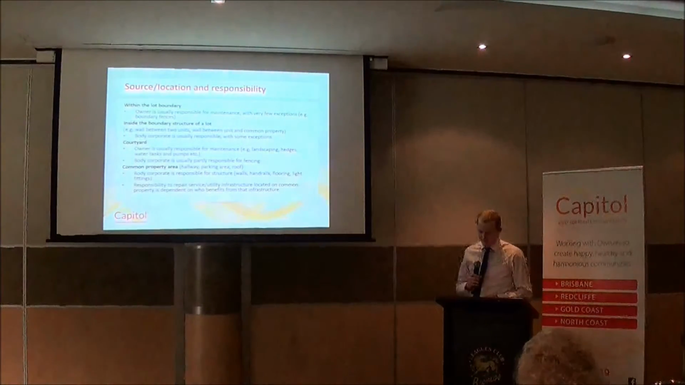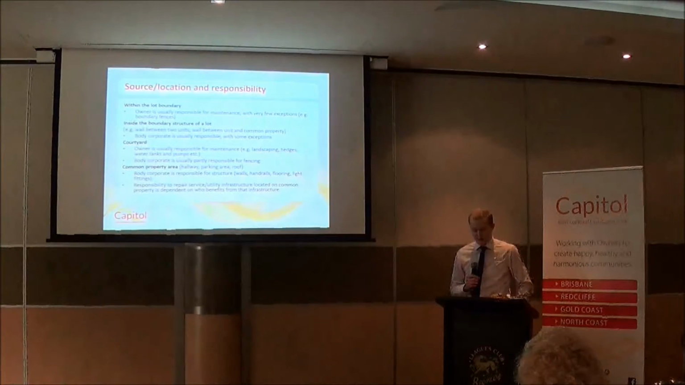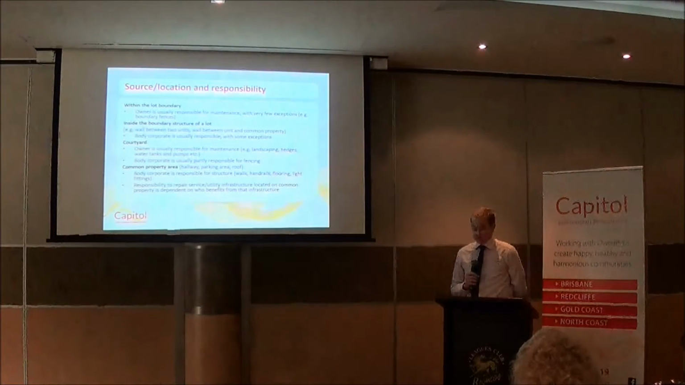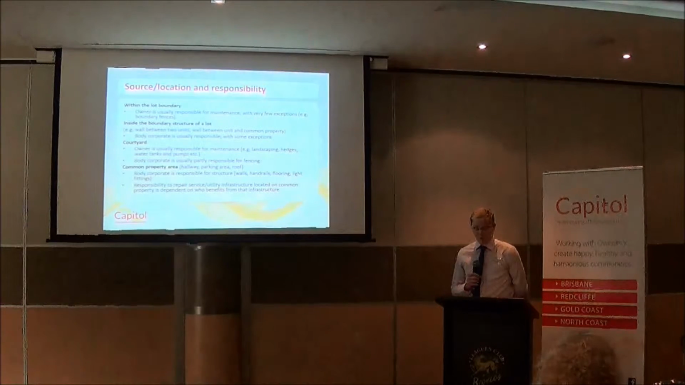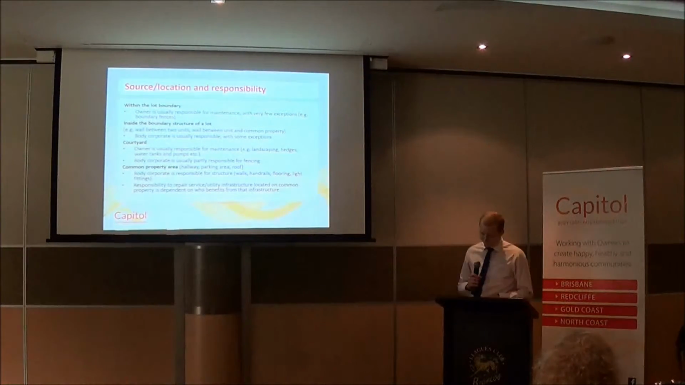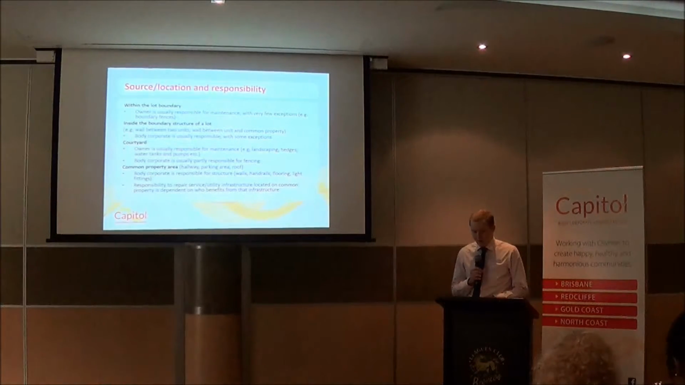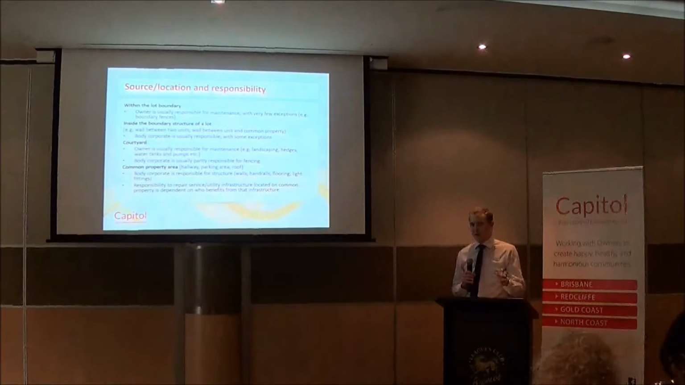Common property areas may include the hallways, parking areas and the roof. The body corporate is responsible for the structural elements here. So this is the walls, handrails, flooring and light fittings. In terms of repairing and or replacing the service utility for items that are on common property, this is dependent on who's benefiting from that use. If they're benefiting, they'll have to contribute to the cost of maintaining that service.